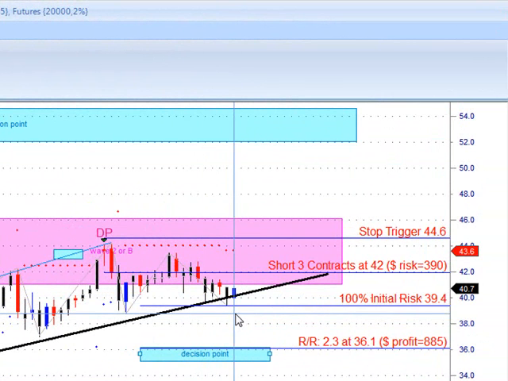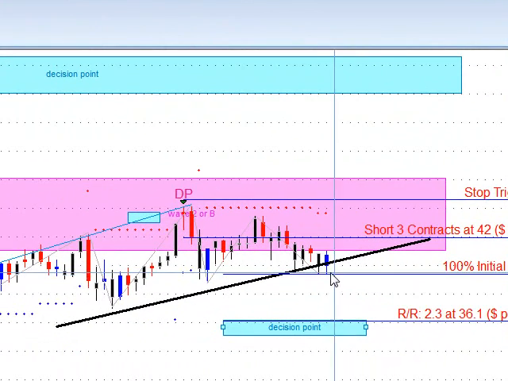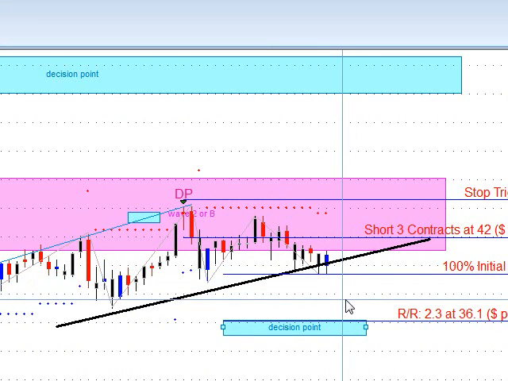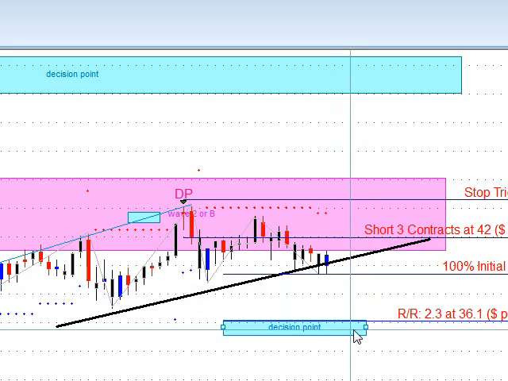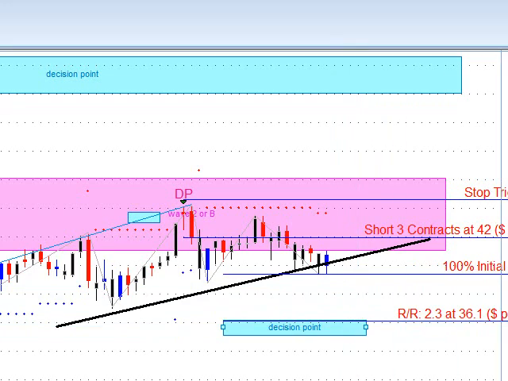But again, we get a break below this neckline here, get a close below that area, and then that low gets taken out, traded below. And then chances are we'll see this DP support.